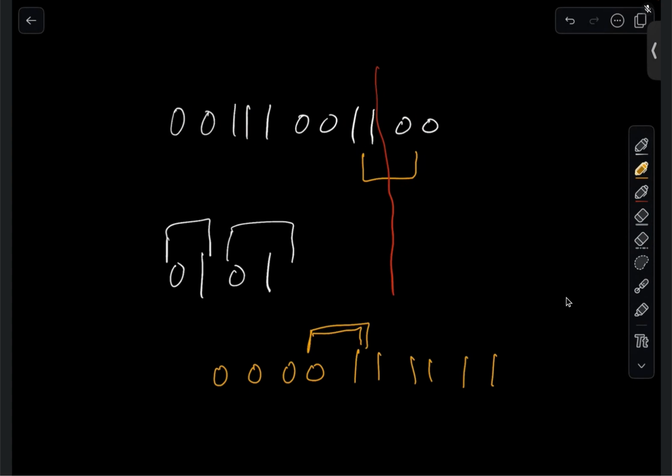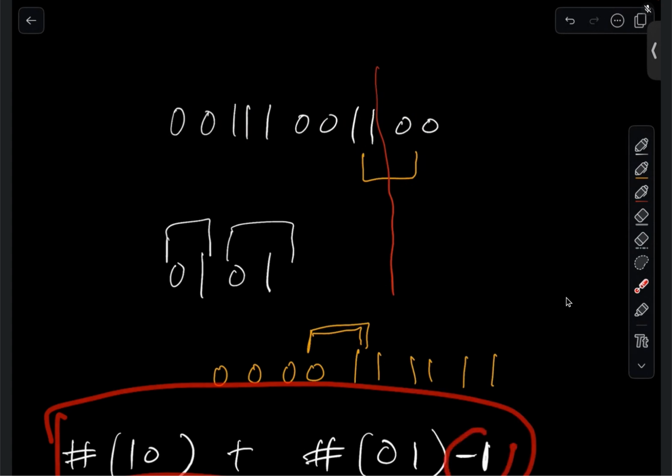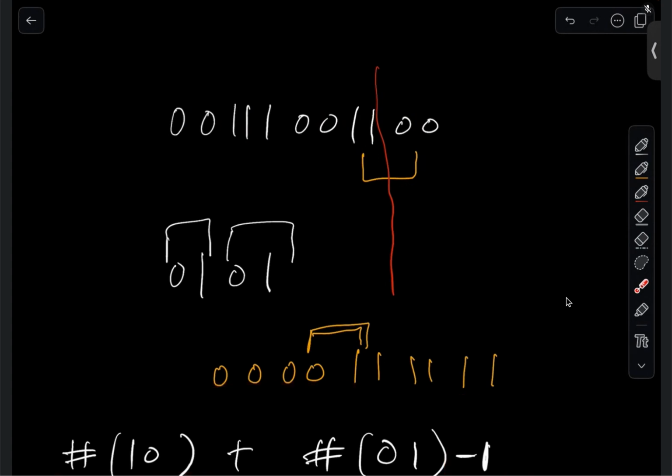Yeah, so that's it. We are done. We just count the number of 1 0 pairs plus the number of 0 1 pairs, minus 1. Minus 1 is for this scenario, because we can have one 0 1 pair where there is no need of a cut. That's it. And of course, this minus 1 will only apply when we have at least one such scenario.